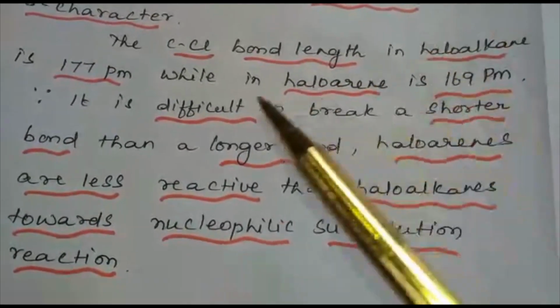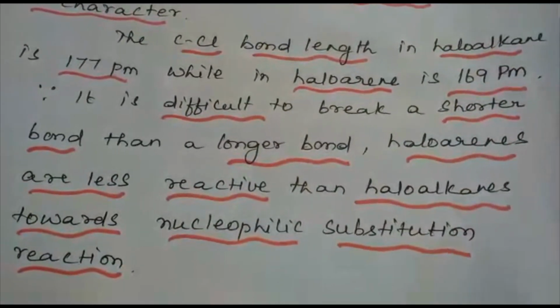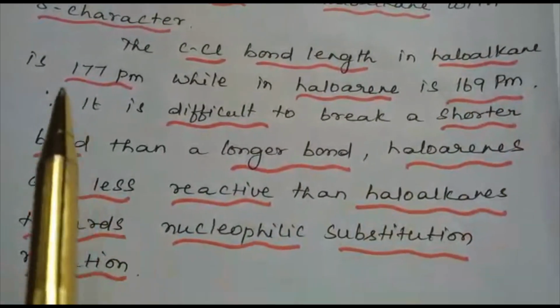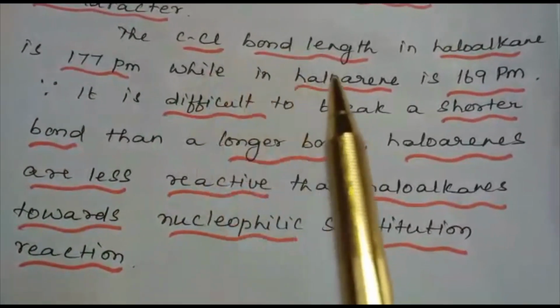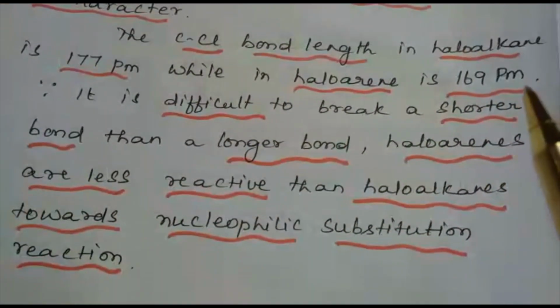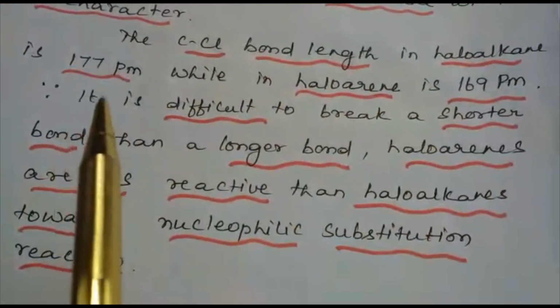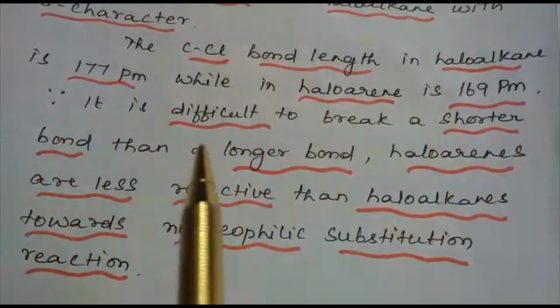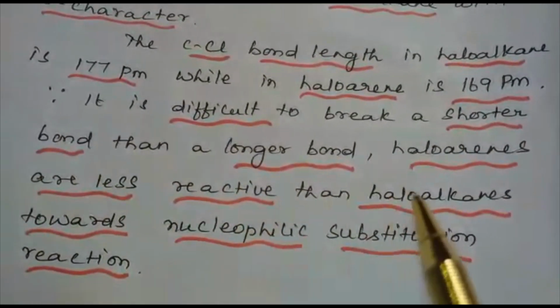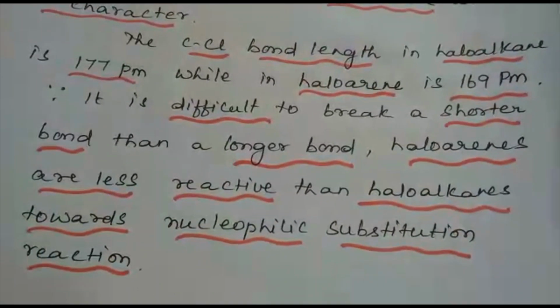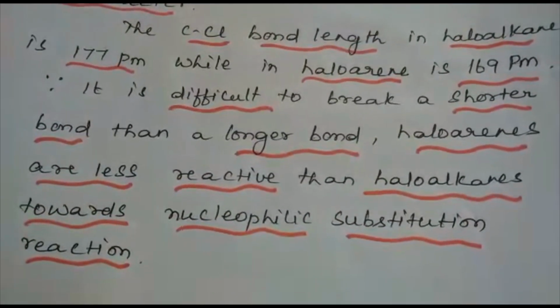If you see the C-Cl bond length of haloalkane and haloarene, in haloalkane the bond length is 177 picometer, while in haloarene it is 169 picometer. So it is difficult to break a shorter bond than a longer bond. That's why haloarenes are less reactive than haloalkanes towards nucleophilic substitution reaction.